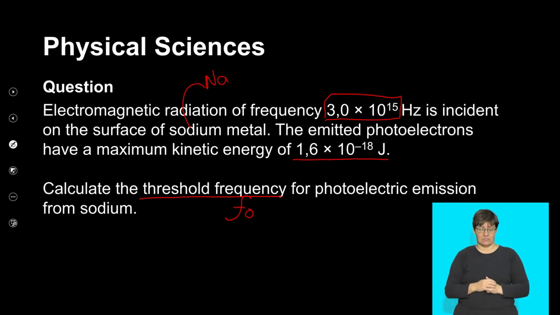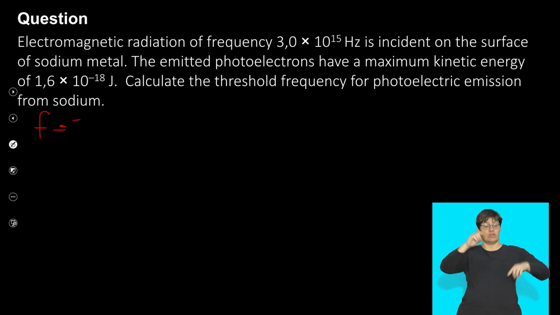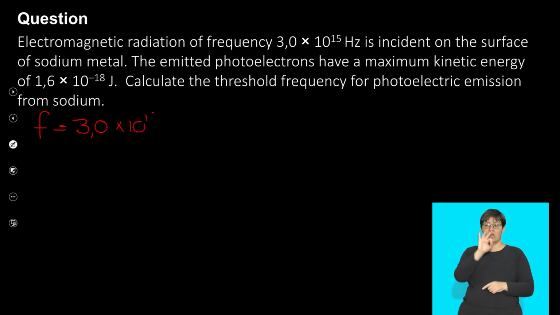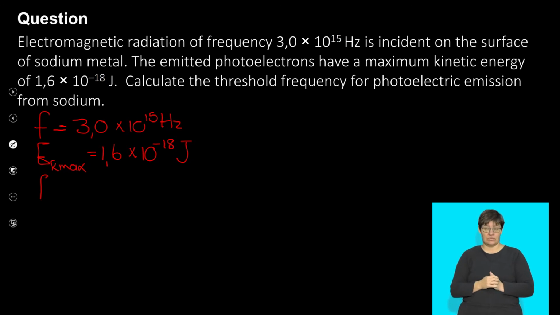FO. We need to work through what information we have here. So we know that the frequency of light we're using is 3,0 times 10 to the 15. They're telling me that the maximum kinetic energy is 1,6 times 10 to the minus 18 joules, and they want FO.